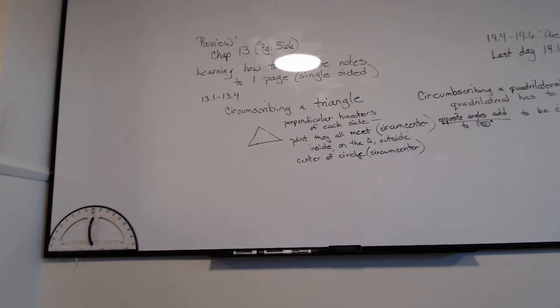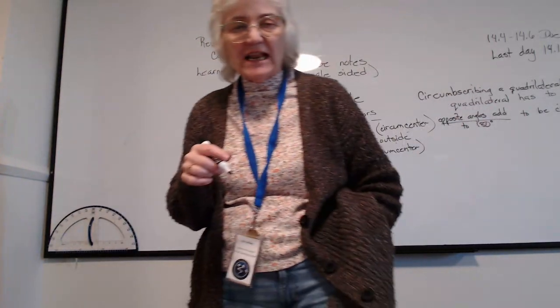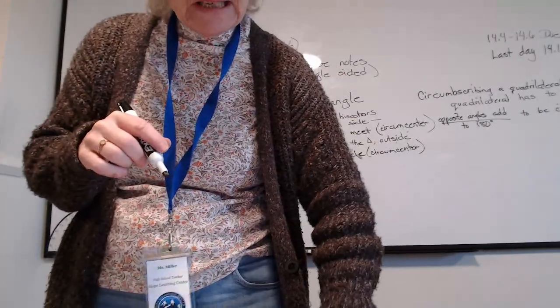That's why a parallelogram cannot be circumscribed, because its opposite angles are the same. They don't add up to 180. So for it to be able to have a circle around it, we need to know that the opposite angles are supplementary, which means that they add up to 180 degrees.